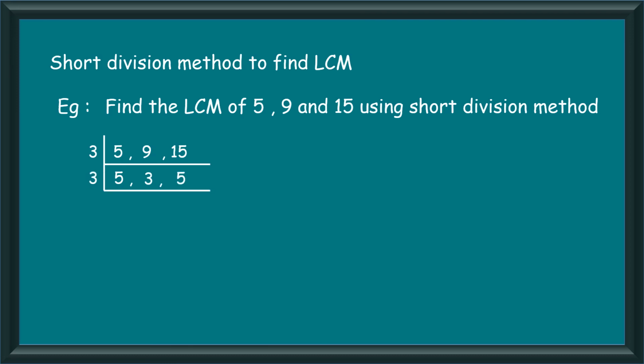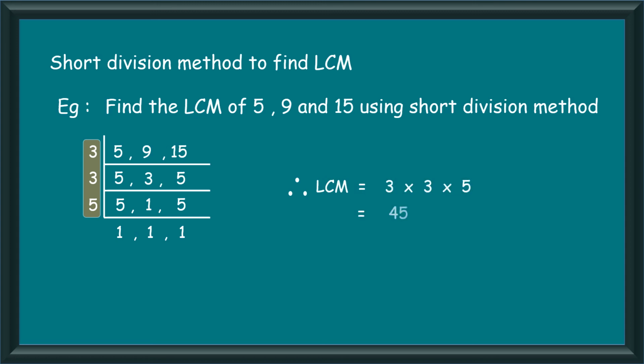Divide by 3 once more. 5 will be brought down as it is. 3 divided by 3 is equal to 1 and the last 5 is also brought down as it is. Now divide by 5 and all the three quotients will become 1, which means we can stop dividing. LCM is the product of all the divisors. Therefore, LCM is equal to 3 into 3 into 5, which is equal to 45.